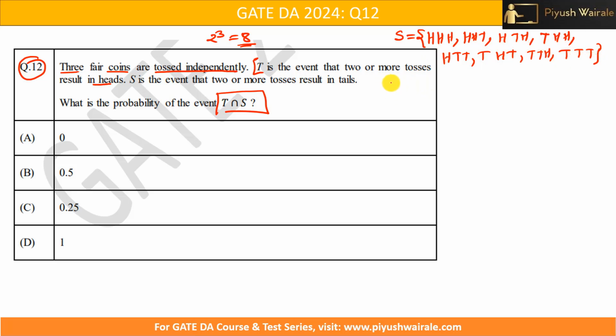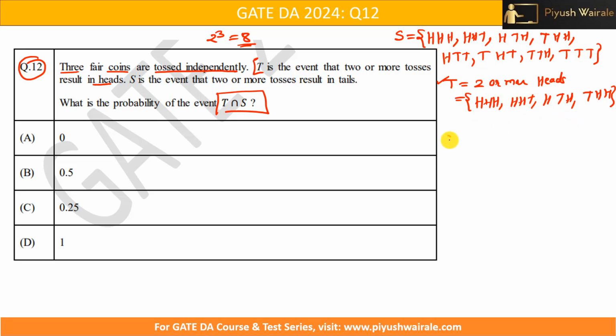Now what is T here? T is the event of two or more heads. The favorable outcomes for T are: triple H, HHT, HTH, and THH. So these are the favorable outcomes for this event T, where two or more heads will occur. There are four possibilities.